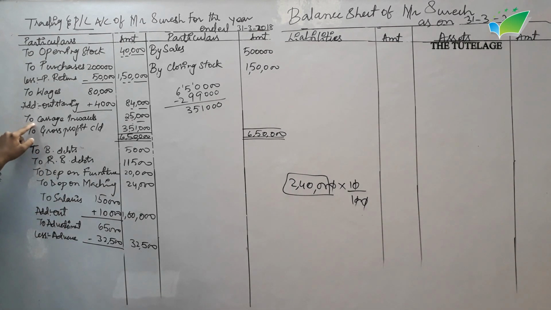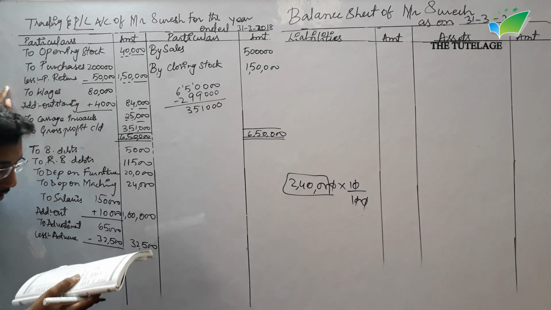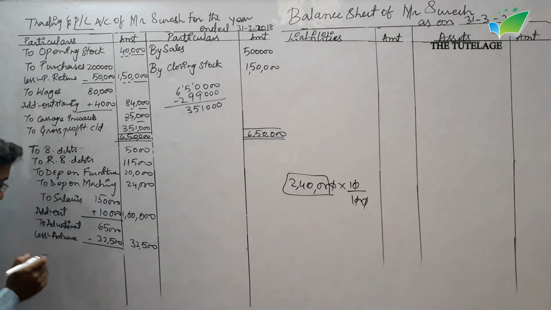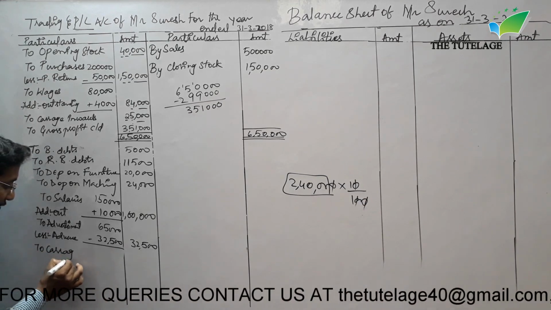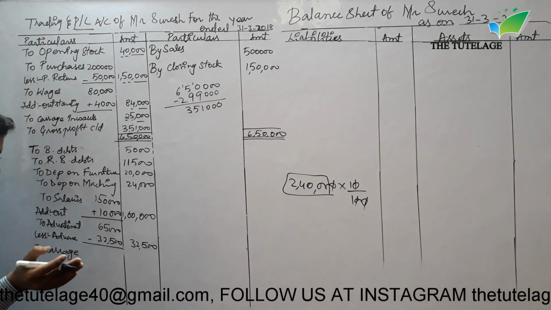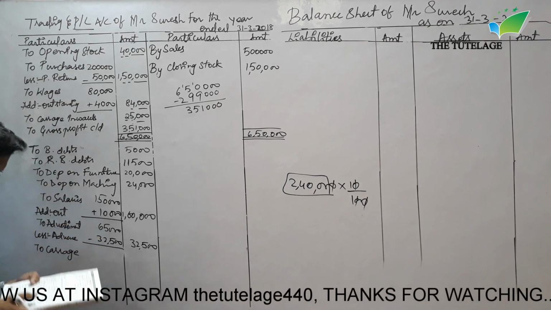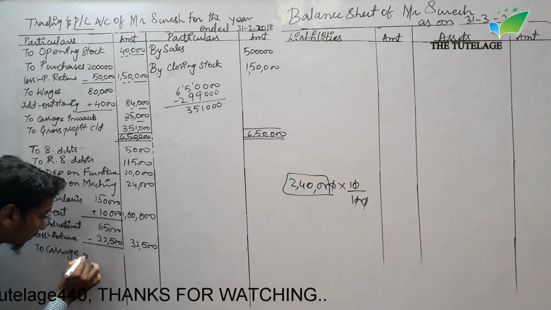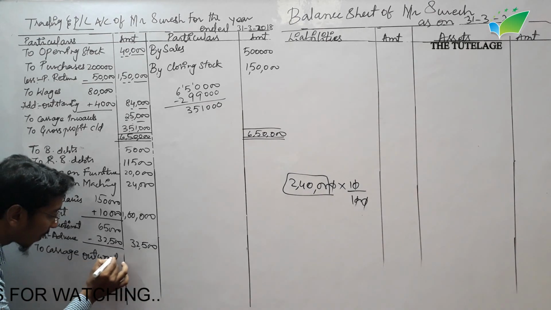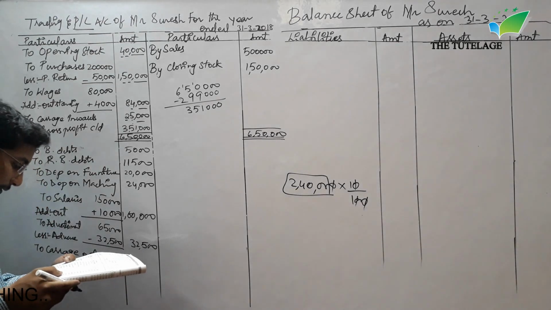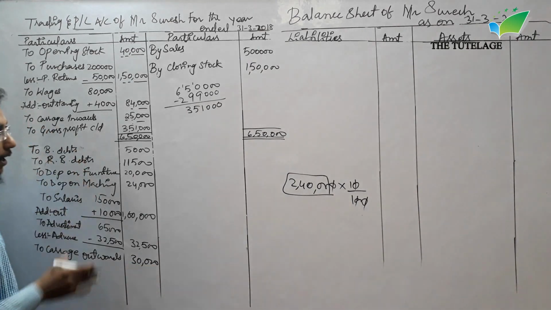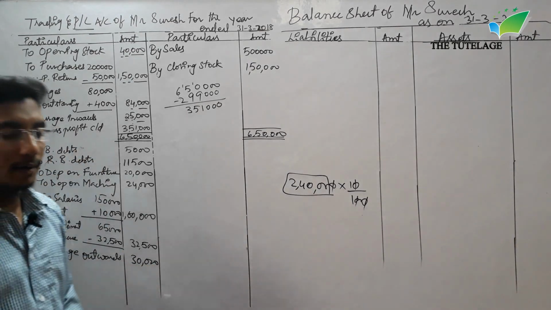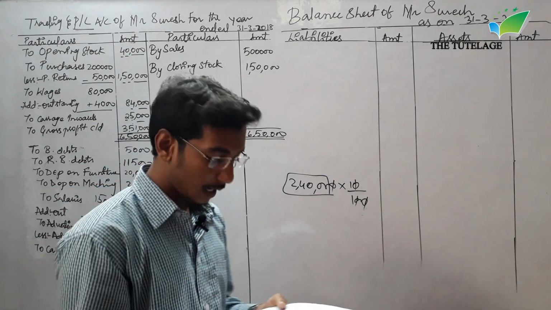Next one is carriage inwards. Carriage inwards we already recorded in the trading account, and we don't record it twice. Carriage outward is an expense which we have paid while selling the products to our customers. Carriage outward amount is 30,000. Debit side over.